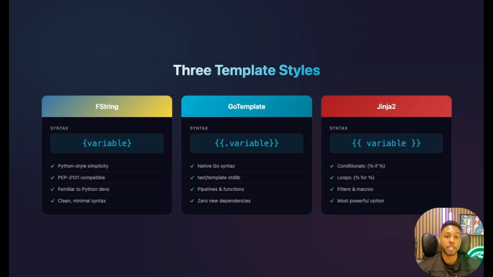generating complex prompts. Now, if you're wondering which one of these you should go with, in my opinion, I would recommend going with the GoTemplate. Not only is that going to serve you well as a Go developer, but if you implement everything in FString, when you want to switch over to GoTemplate, then you'll have to replace all of those placeholders. And just because you use GoTemplate doesn't mean you need to implement conditional logic. You can keep it simple and do the same thing that you would do with the FString approach.